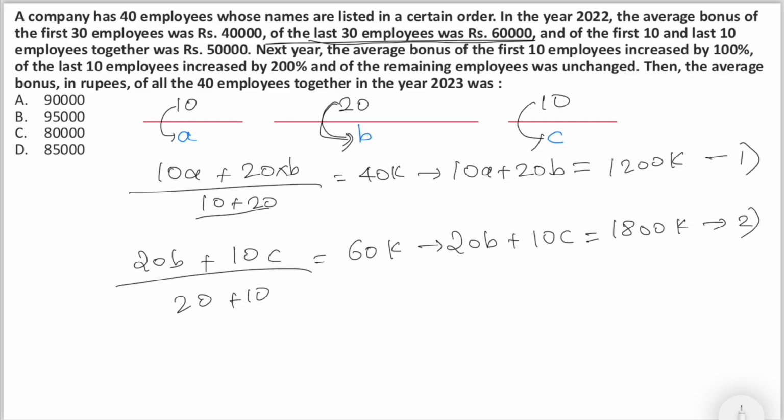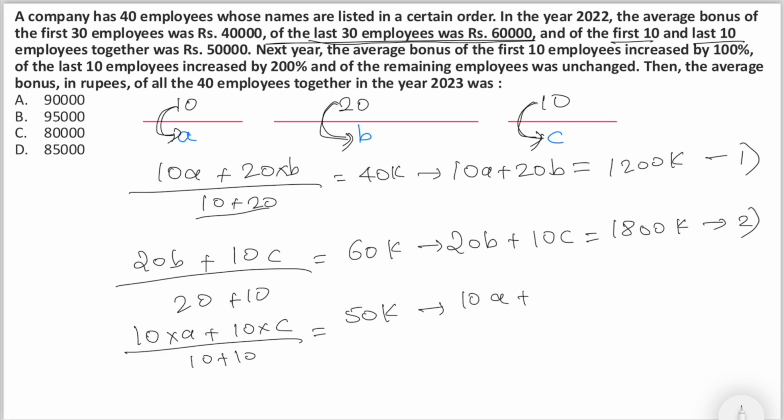And also, the average salaries of the first 10 and last 10 employees together was rupees 50,000. That means the weighted average of 10 people having an average of A and 10 people having an average of C was 50,000. So 10 into A plus 10 into C divided by 10 plus 10, 20, is given as 50k. This you can rewrite as 10A plus 10C is 50 into 20, 1000k. This is your third equation.